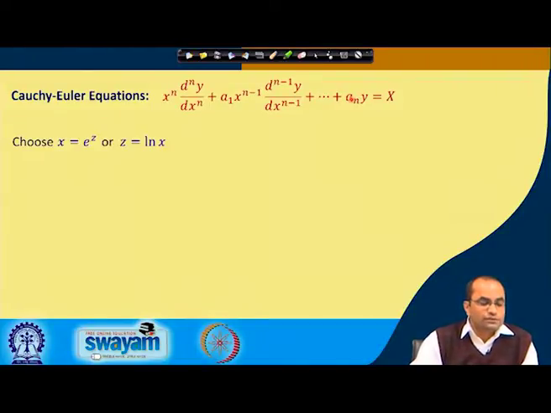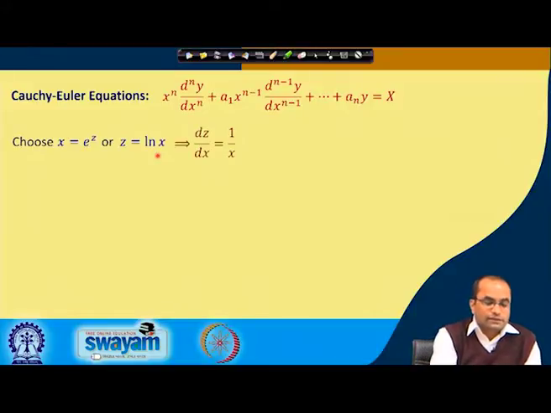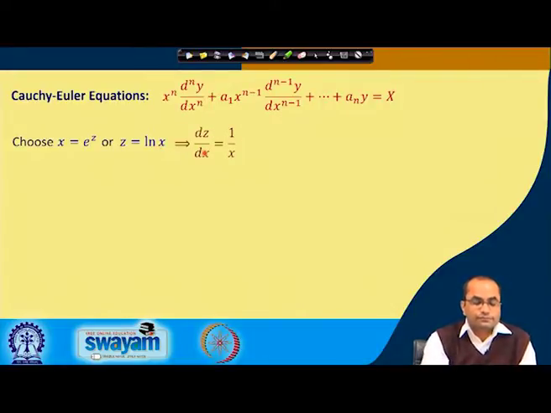Once we do this, we can rewrite it as z is equal to ln x, and that gives us dz over dx, which will be required when we substitute all these derivative terms in the form of z. So, dz over dx will be 1 over x. That is the one derivative which is required now to change dy dx to the dy dz form.